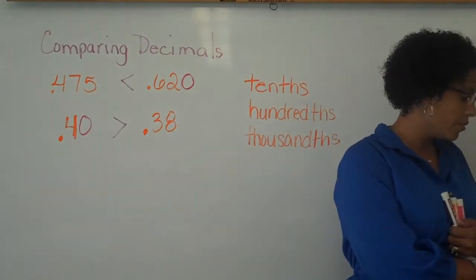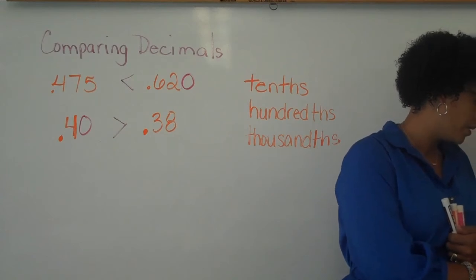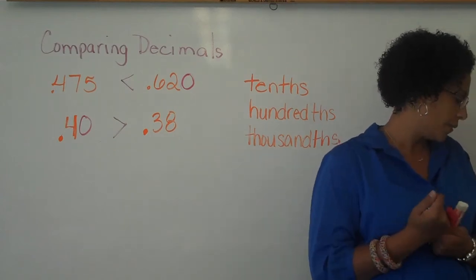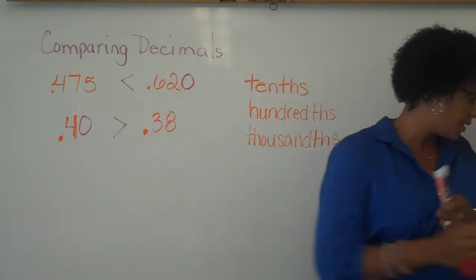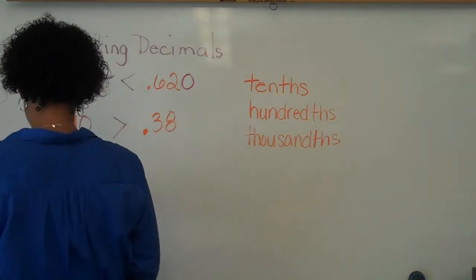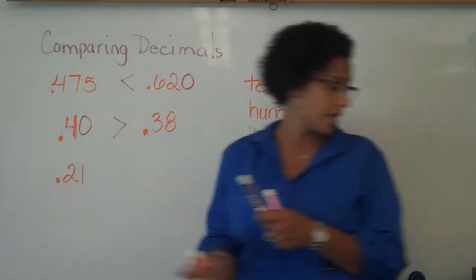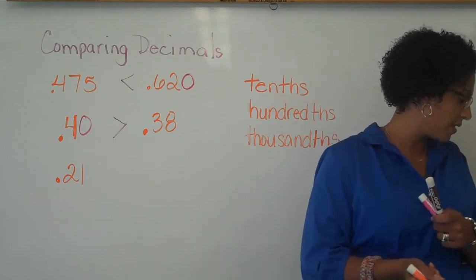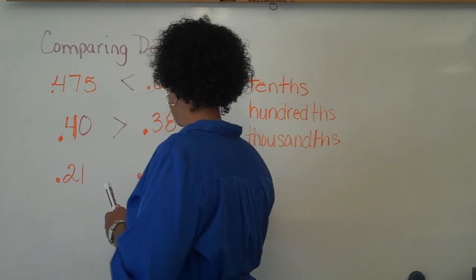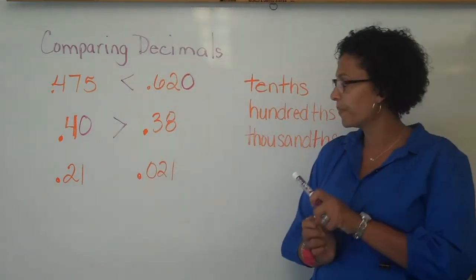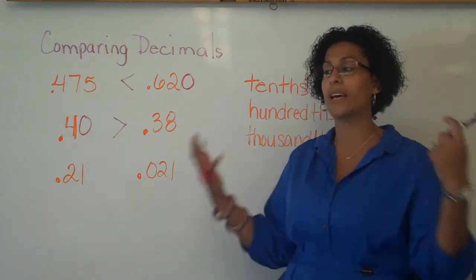We're going to do one more together, and then you guys are going to do the rest on your own. Let's do, I don't want to do 38 again. Let's do 21 hundredths, 0.21, 21 hundredths, and let's compare that to 21 thousandths. I used 21 and 21 on purpose so that we can see that the place value really means something here.